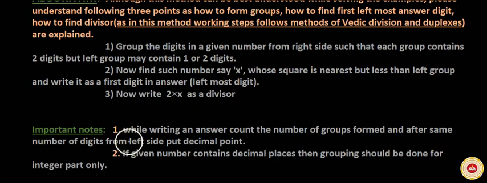Now the important points, there are 2 important points. Number 1, while writing an answer, count the number of groups formed, and after the same number of digits from the left side, put the decimal point. The second important point is, if the given number contains decimal places, then grouping should be done for the integer part only. Okay, these are the 2 very important points. Now let us understand this method practically.